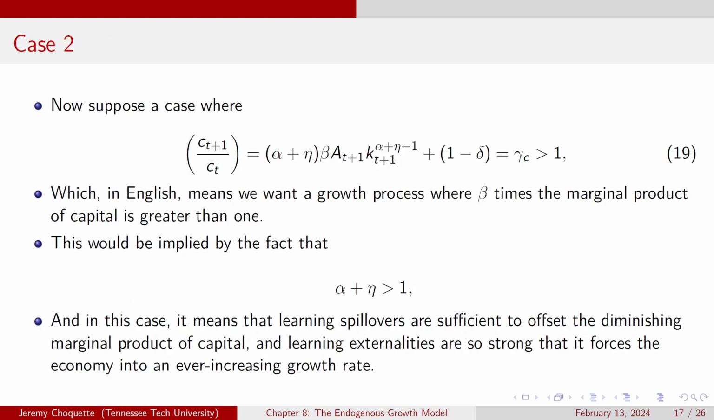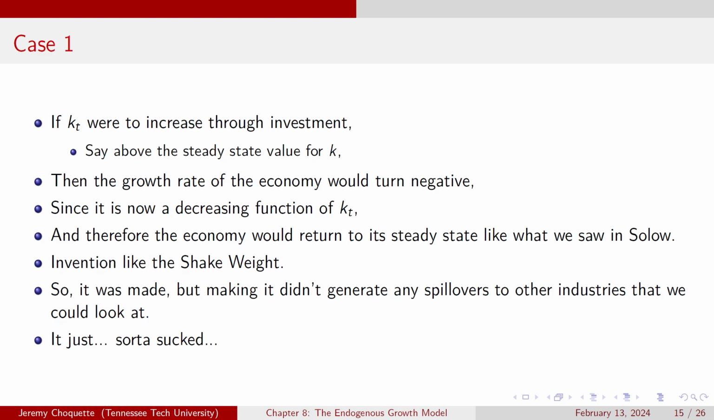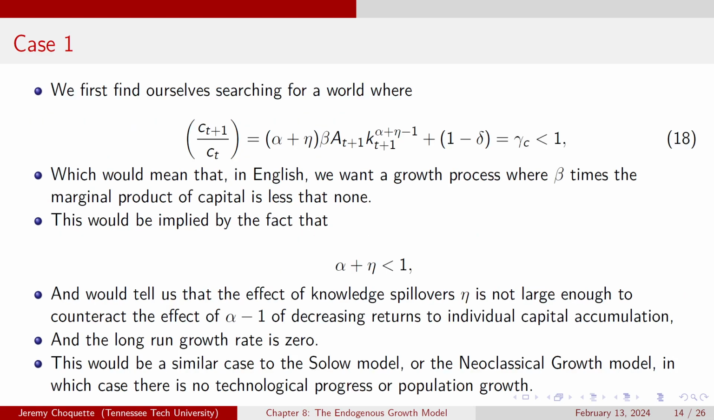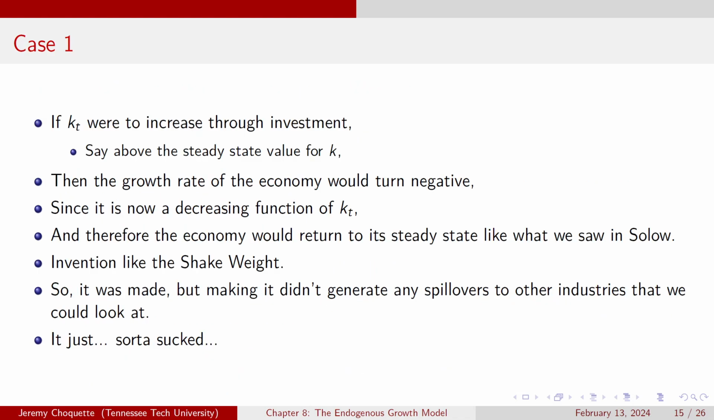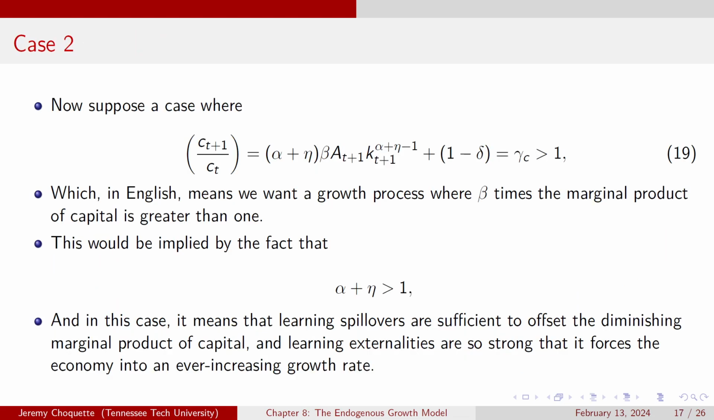Anyways, that would be a case of equation 18, where gamma sub c is less than 1. So if capital were to increase above its steady state, the growth rate of the economy turns negative for a minute. The amount of capital that we have falls, the rate of capital accumulation falls, so depreciation of capital brings us back towards our steady state capital. And there are no spillovers from one invention to industries with another.